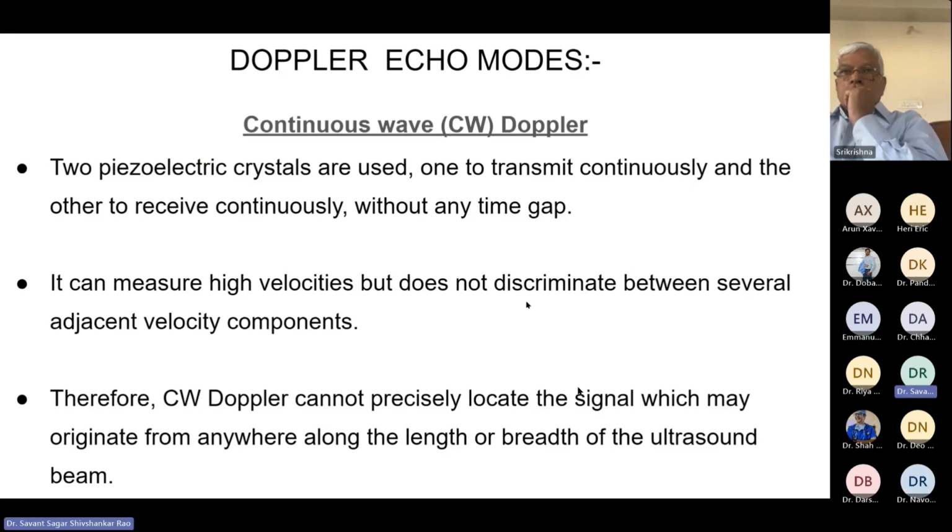In continuous wave Doppler, two piezoelectric crystals are used, one to transmit continuously and the other to receive continuously without any time gap. It can measure high velocities but does not discriminate between several adjacent velocity components. Therefore, continuous wave Doppler cannot precisely locate the signal, which may originate from anywhere along the length or breadth of the ultrasound beam.